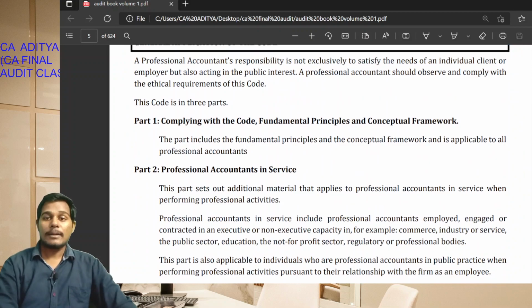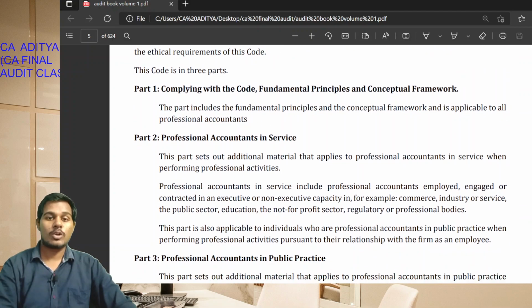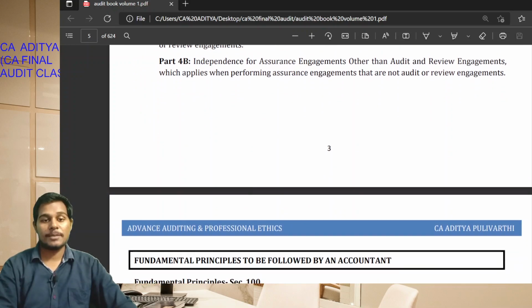What are the general applicabilities of the code? A professional accountant's responsibility is not exclusive to satisfying the client. See students, a professional accountant is not only required to satisfy the client or employer, but also required to act in the public interest. A professional accountant should observe and comply with the ethical requirements of the code. Okay students.